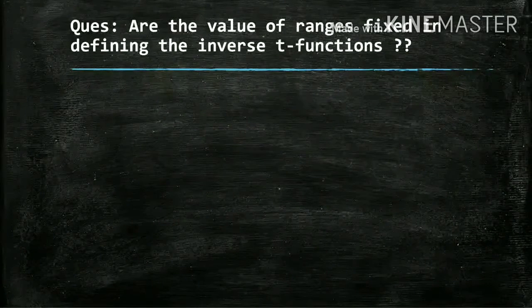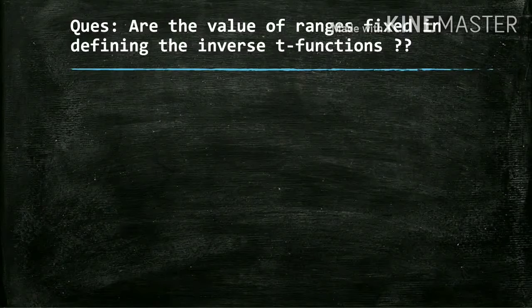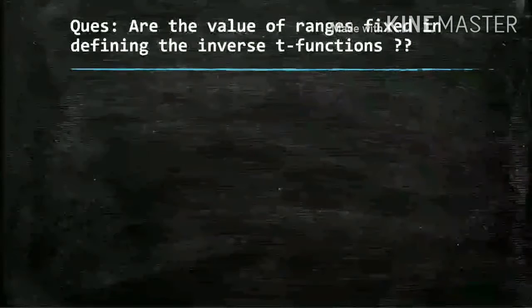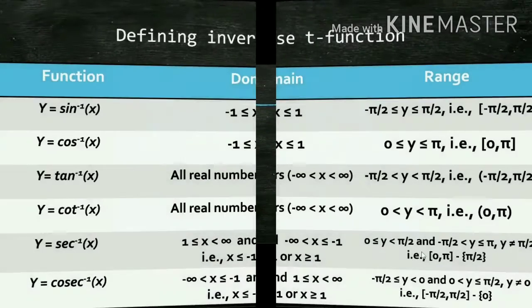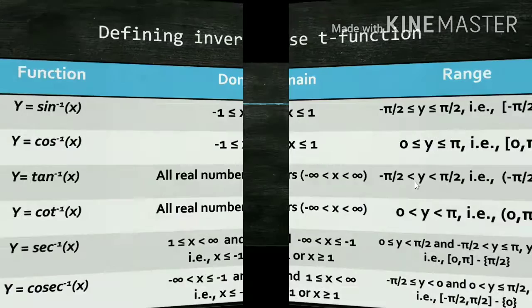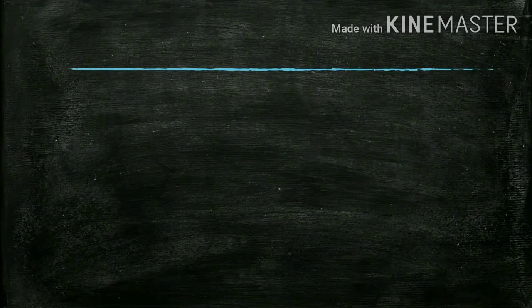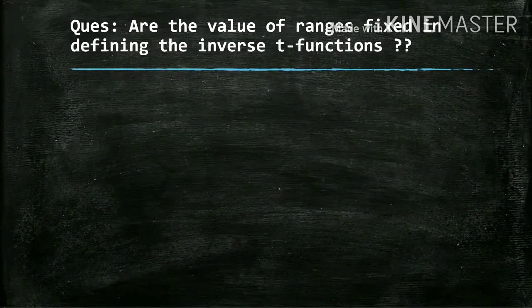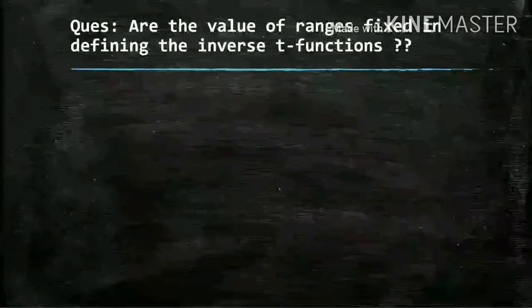One question that I have in my mind: are the values of the ranges fixed in defining the inverse trigonometric functions? Means, the values that I have just used, are these range values fixed? That means, can I use only this minus pi by 2, pi by 2, 0 comma pi, only these, or any other possible? Because we have an infinite number of ranges, right? Range is just infinite.